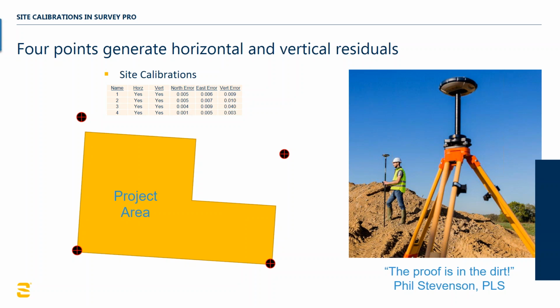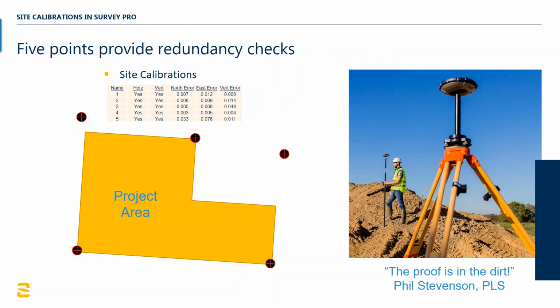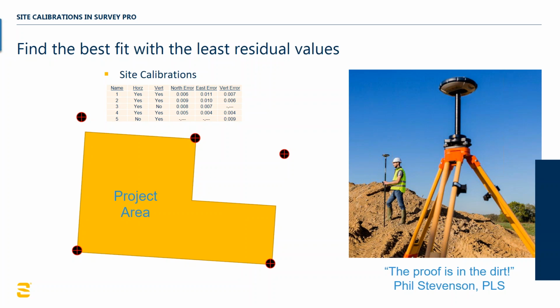I've got error in the horizontal as well, in the millimetric range. And when I enter a fifth control point, you can see that I've got bad vertical on point number 3, and I've got questionable vertical and horizontal on point number 5. And in this very simplistic example, I turn those off, and now all of a sudden Survey Pro recomputes a best fit.